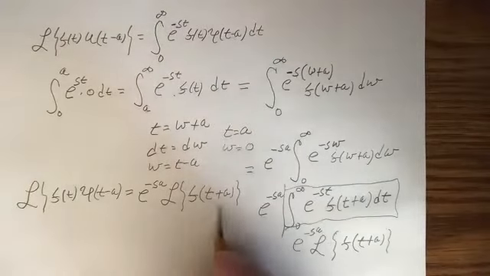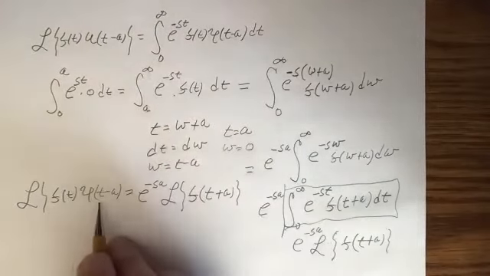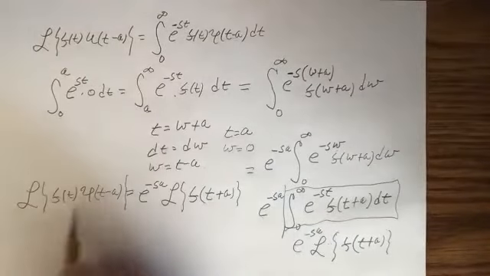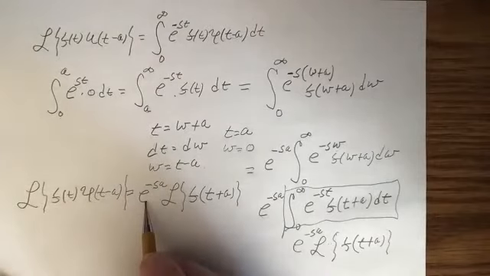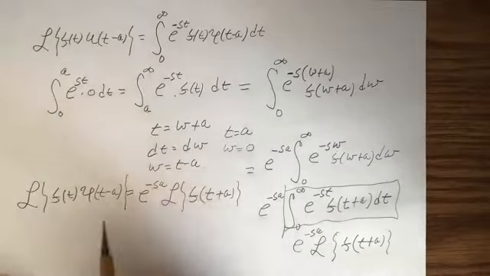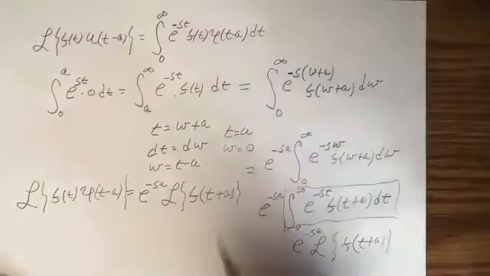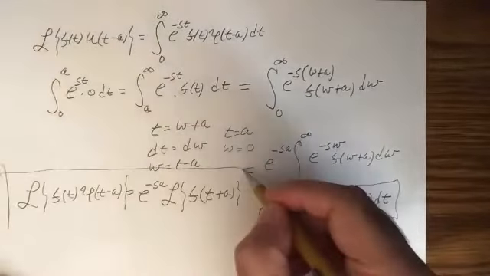So whatever our function is, when we multiply by the unit step function, we want the Laplace transform of a function times the unit step function. We have to multiply by e to the minus sa, and then we have to take the Laplace transform of the function and shift it by a. That's what we just proved. Okay.